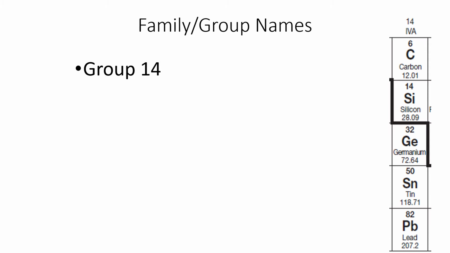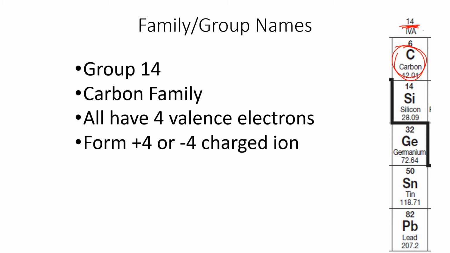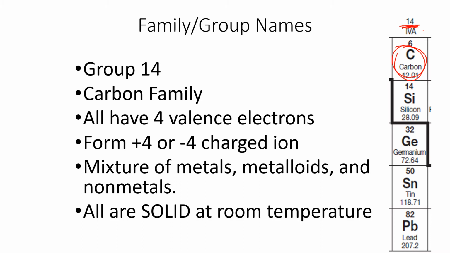Next group, group 14, again, it gets its name from the lead element in its group, the carbon family. The carbon family in group 14 has 4 valence electrons, and it can form either a +4 or a -4 charge or ion, depending on if it is a metal or a non-metal. This group happens to be a mixture of metalloids, nonmetals, and metals, and they all are solid at room temperature.